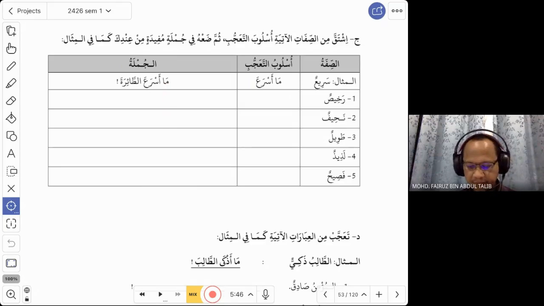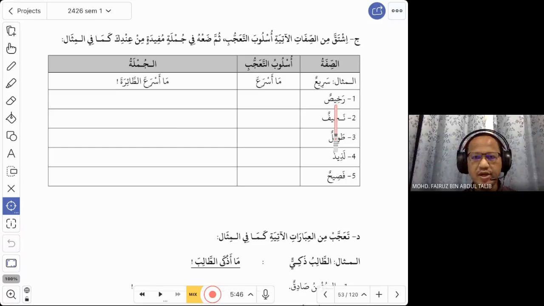In this example, the adjective, the sifa, is sari, fast. You want to say, mashallah, what a fast object. So you say, ma asra'a. From the word sari, the root letters sin, ra, ain, you replace it with af'ala. So we say asra'a. And in the sentence, you simply put an object. Here they say at-ta'ira, the aeroplane. Ma asra'a at-ta'irata. Okay, that's it. هذا هو أسلوب التعجب.